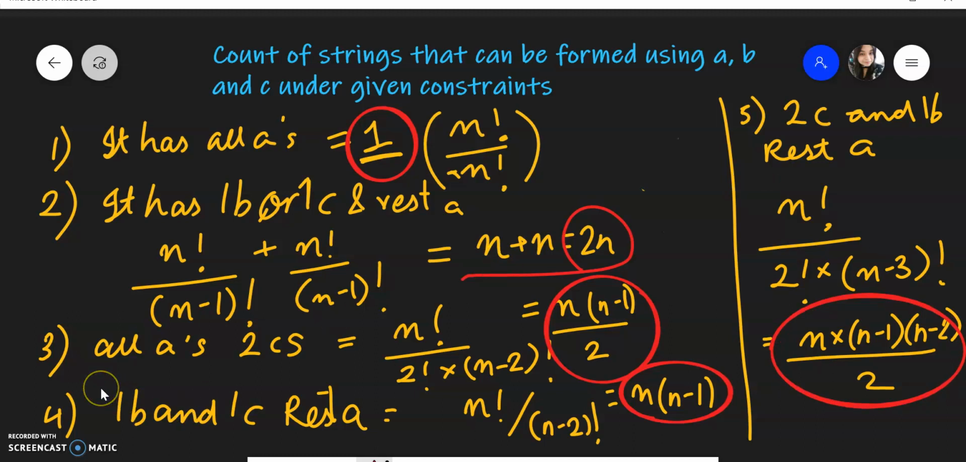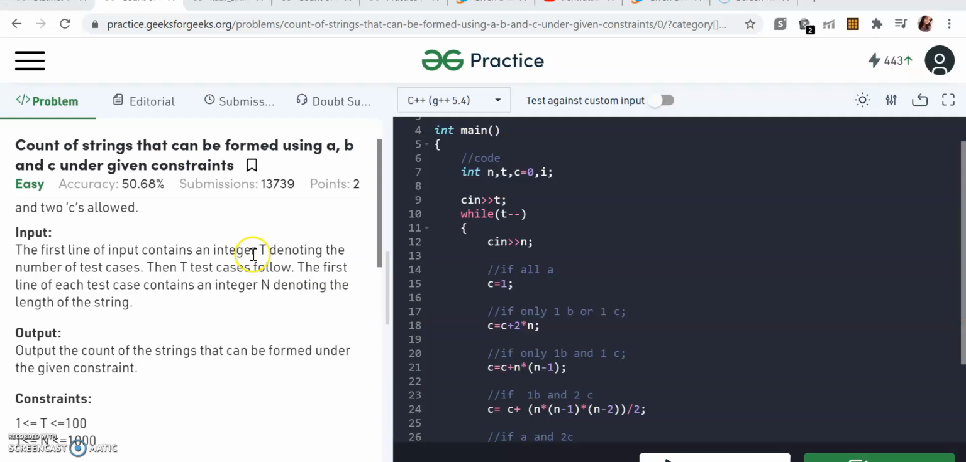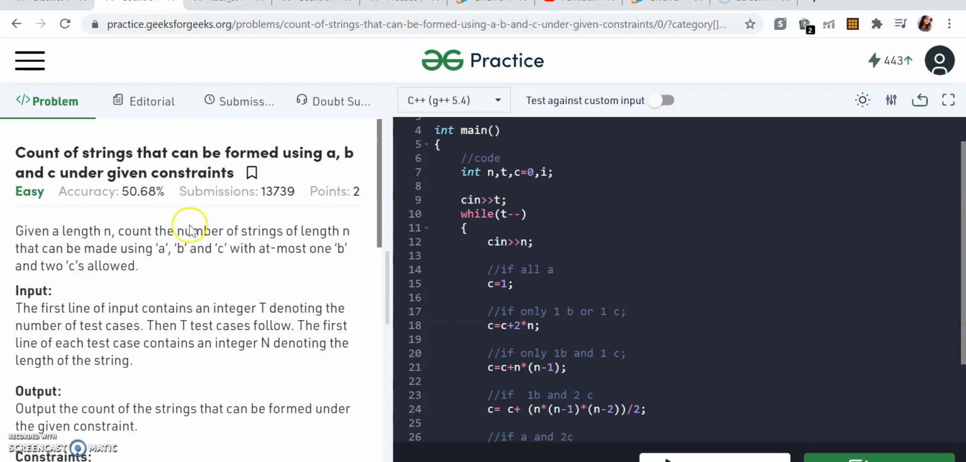Okay, so I have already written code for this. I'll just quickly show you. I hope it's clear. If it's not clear, just comment down below. Okay, so this is the GeeksforGeeks prompt. It's the same question that I have described. I'll also link this problem down below so you can have a look.